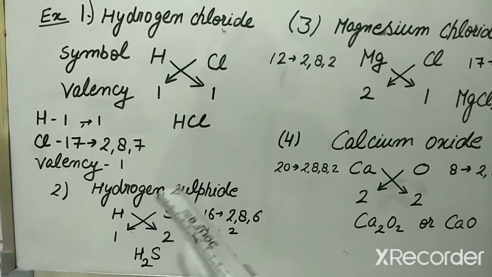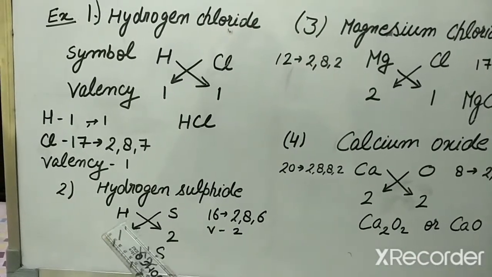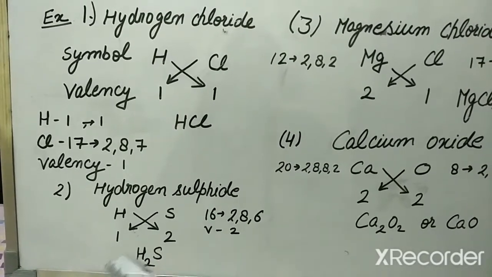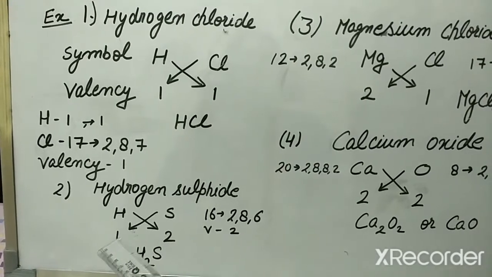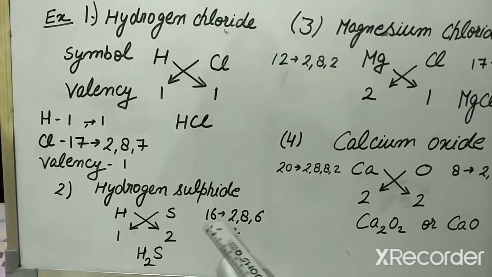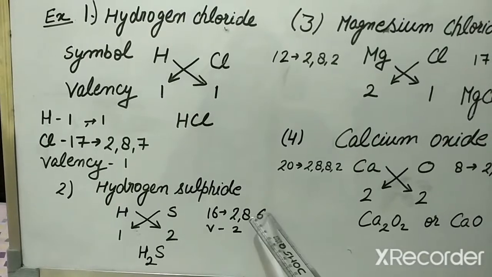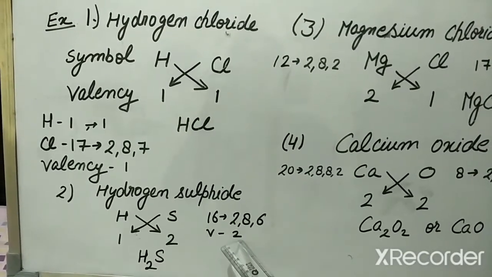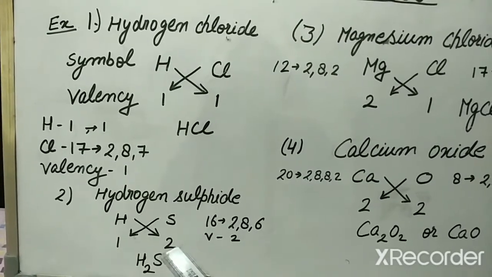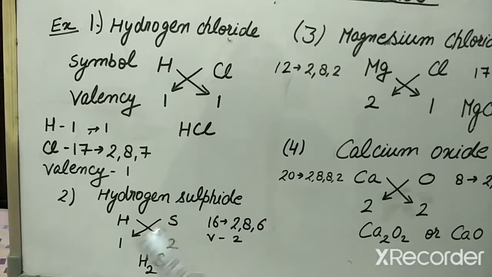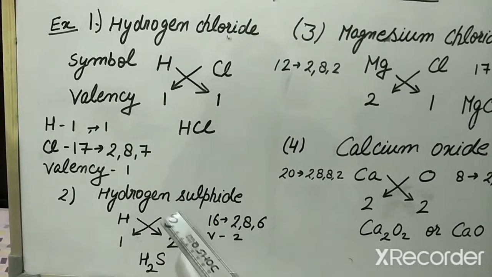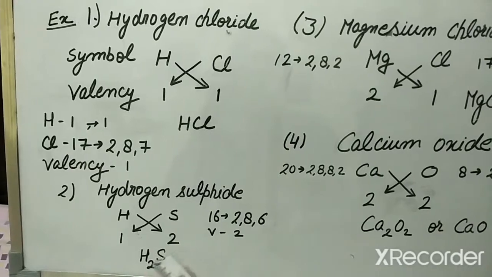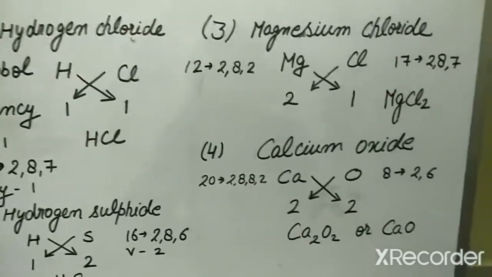Another example is hydrogen sulfide. The symbol of hydrogen is H. Sulfide means sulfur, and the symbol of sulfur is S. The valency of hydrogen is 1. Sulfur's atomic number is 16, configuration 2 8 6. It requires 2 more electrons to complete the octet, so the valency is 2. We write the valencies here and cross multiply: H2S1, H2S. The hydrogen sulfide formula is H2S.